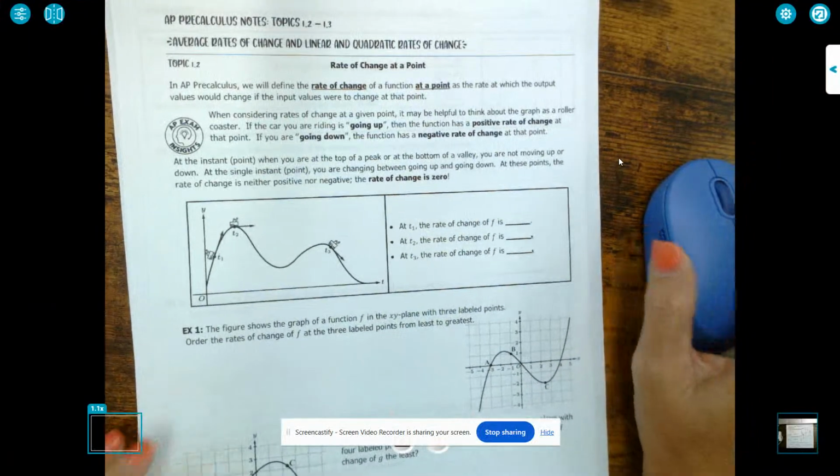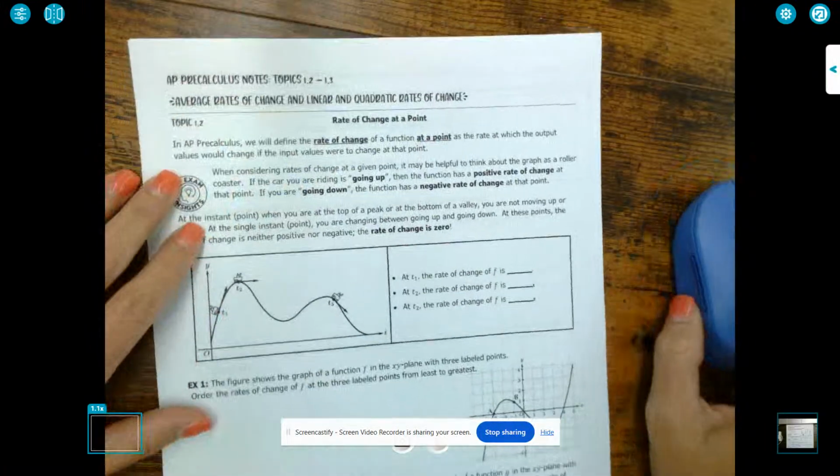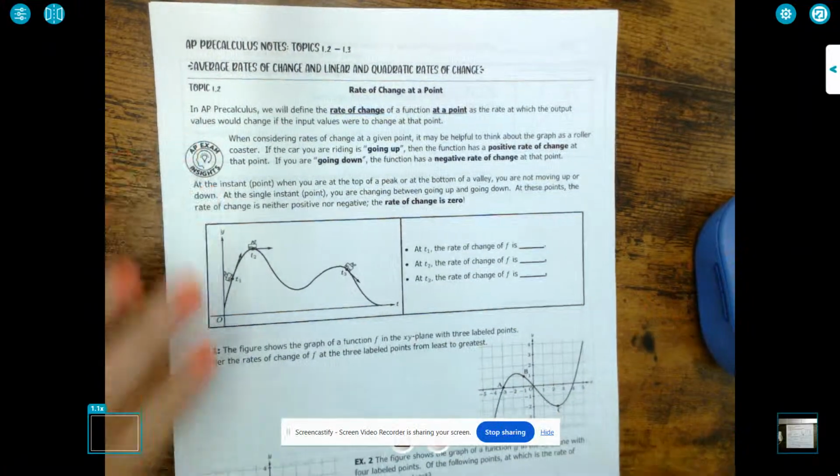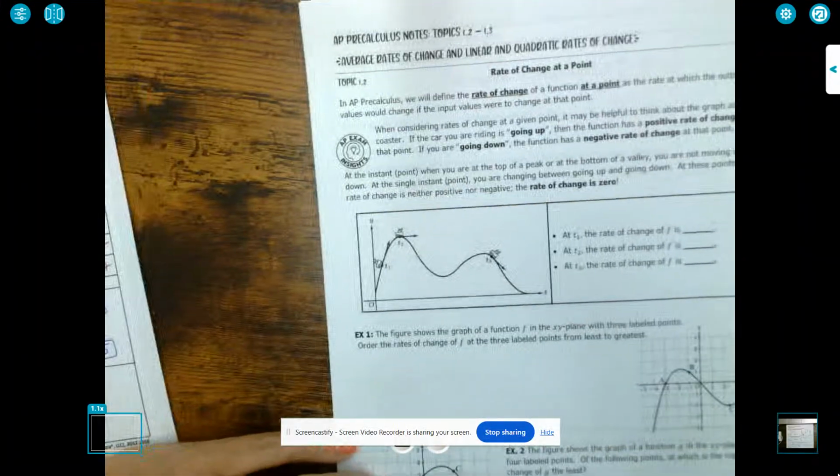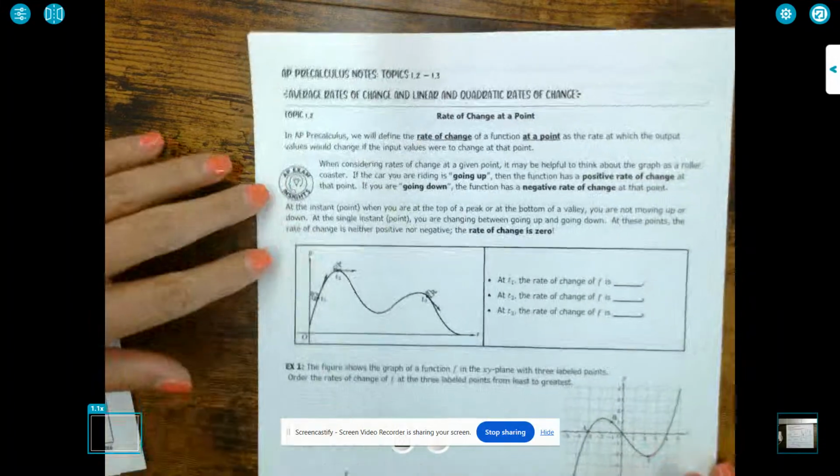All right, so we are going to cover topic 1.2 in this video, and then 1.3 will be a different video. So we'll get through the first half of these notes in this video, and then 1.3 will be an additional video, separate from here.